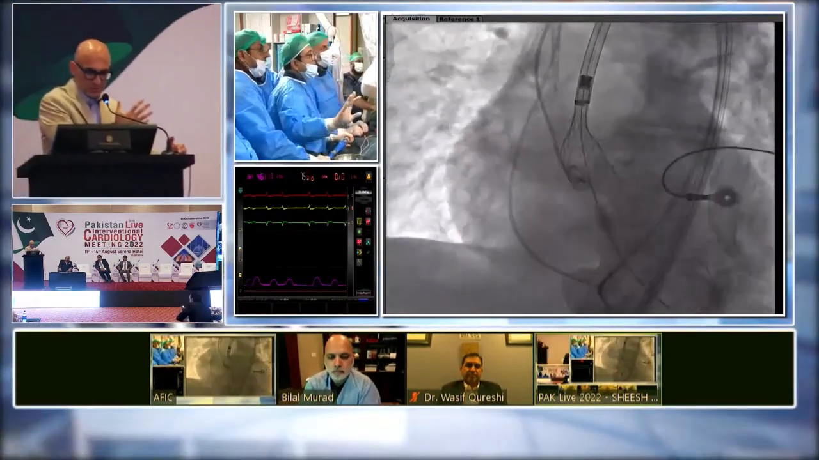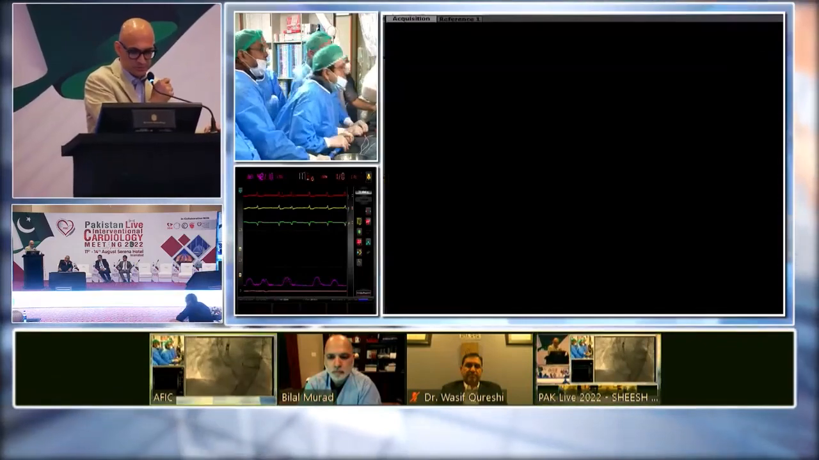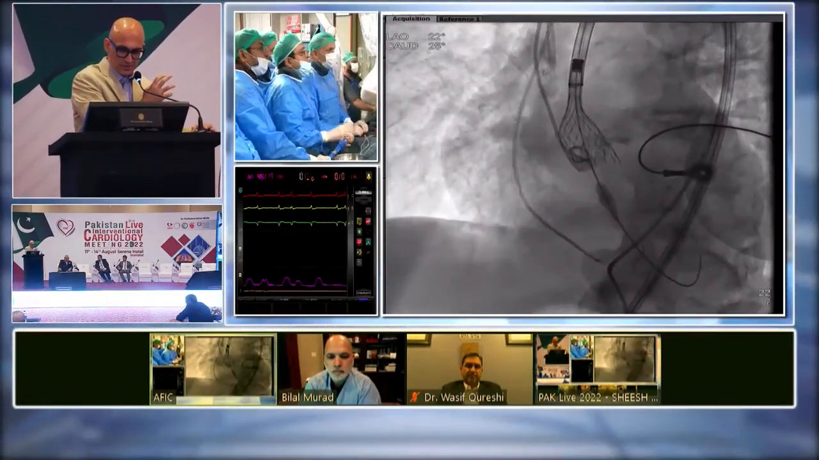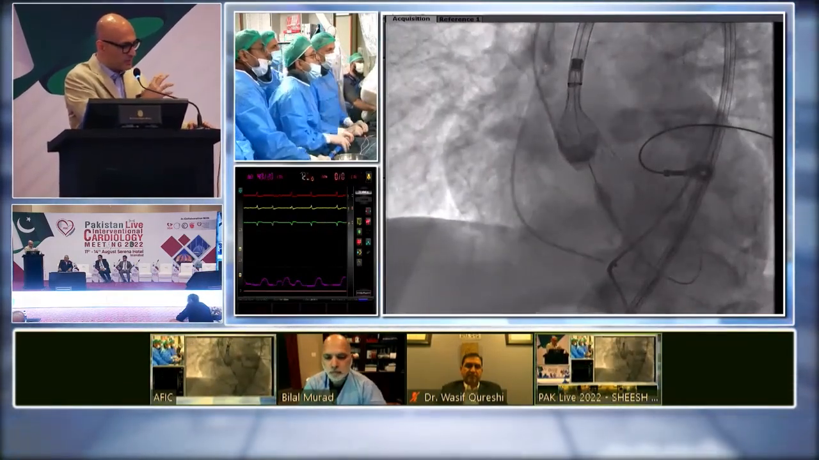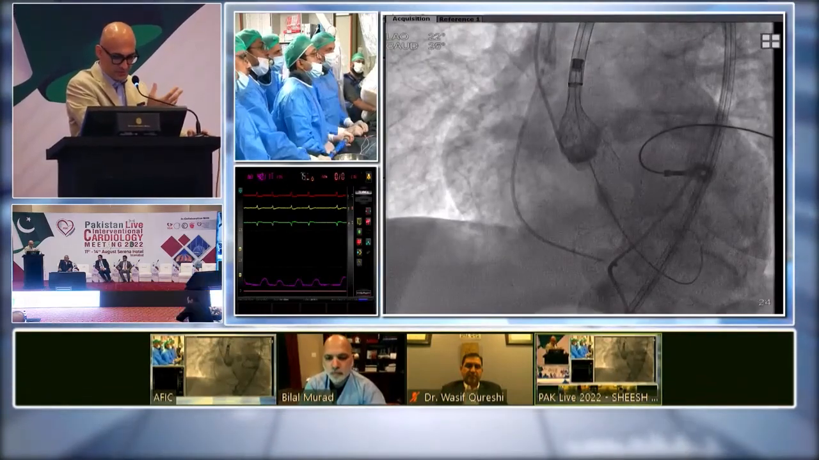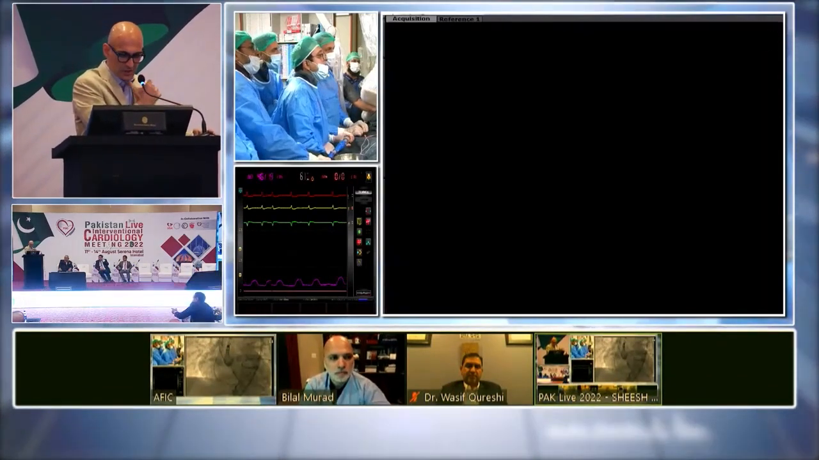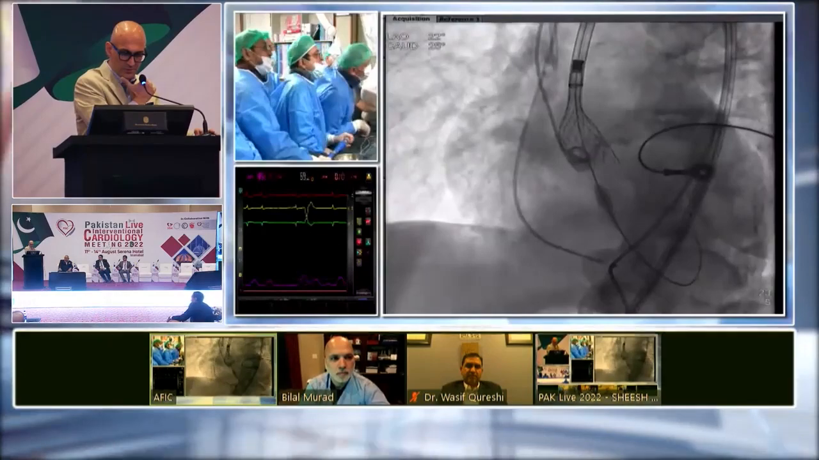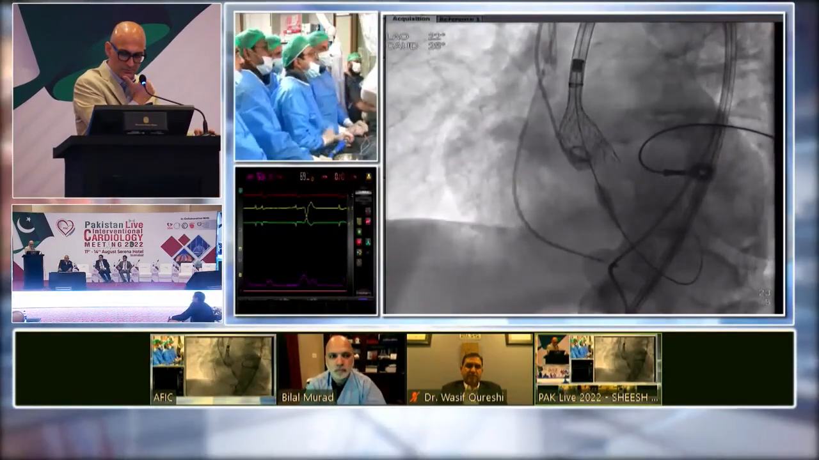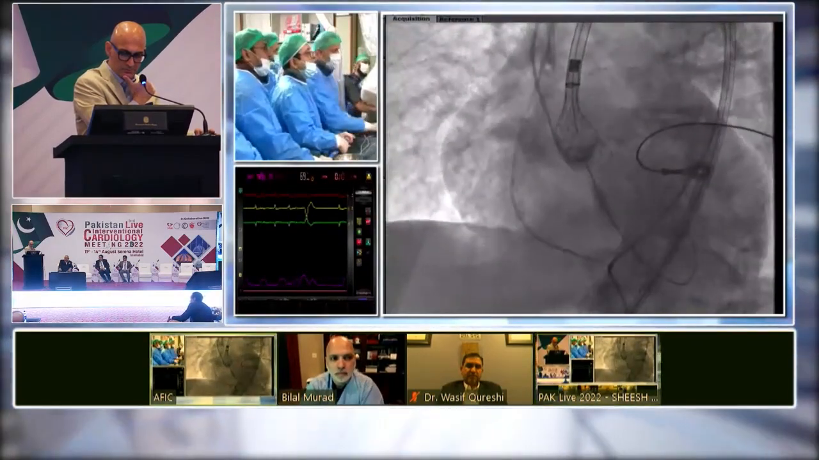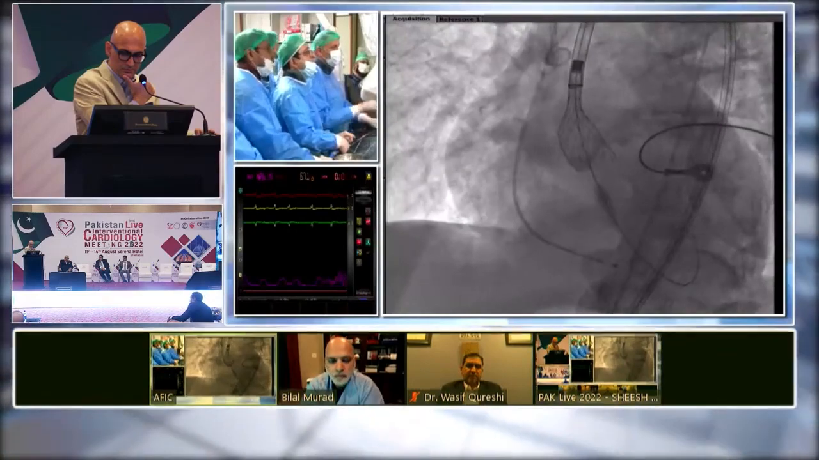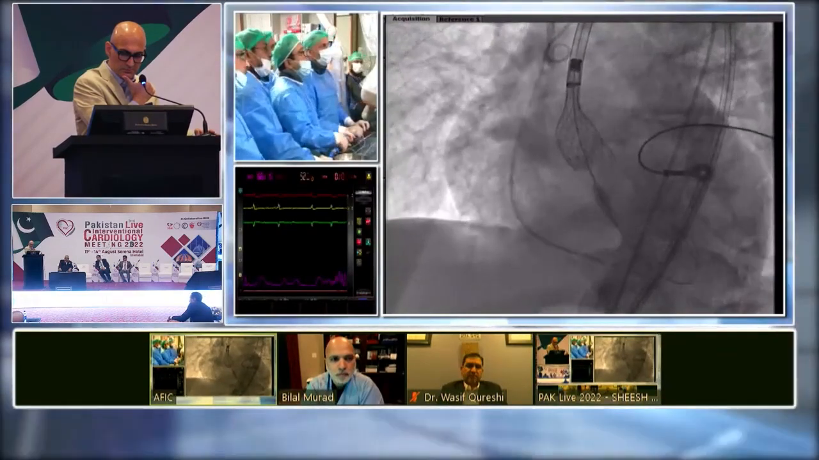Remember, for those who do more Sapien, with Evolut there's a constant parallax issue between the front of the valve and the back of the valve. So you have to be very cognizant of that. Multiple views, right? Yeah, but we have to hurry then. Okay, open it. And yeah, pigtail out. Pace 120. Open it, please.